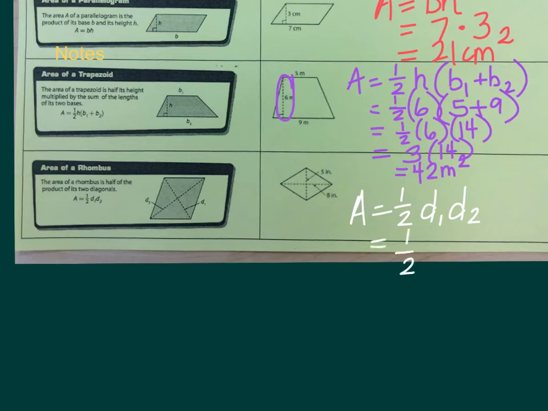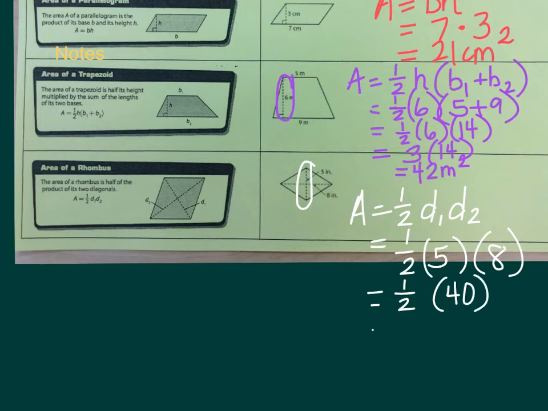In this problem, I'm going to call diagonal 1 this one that goes top to bottom. So I'm going to say 5. And then my other diagonal is 8. So in this problem, I'm going to use that commutative property of multiplication to reorder these. I'm going to actually do the 5 times 8 first. So I'm going to say 5 times 8 equals 40. So now I'm trying to figure out what is 1/2 of 40. Well, half of 40 is 20, and this is inches squared on this one.